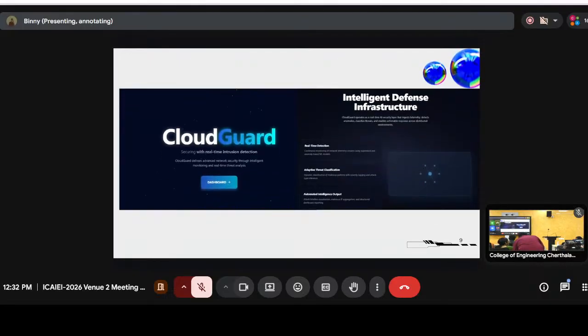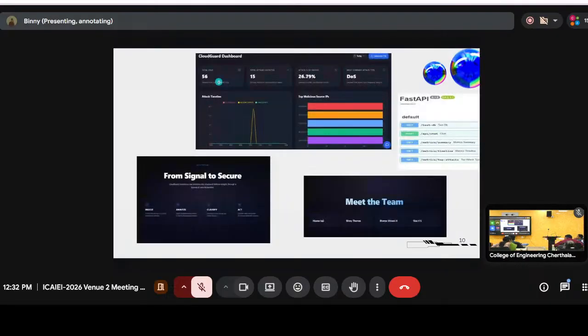And the next screen shows our output screen, which will be explained by Hisana. Thank you, Benny. So this slide shows the dashboard. Our dashboard has four KPI cards, showing the total logs that we have ingested, the attacks detected in those 56 logs, and the attack percentage of the traffic.